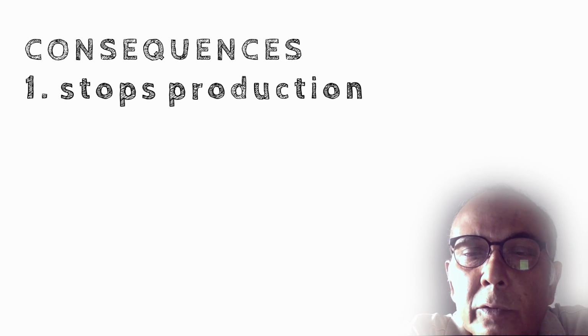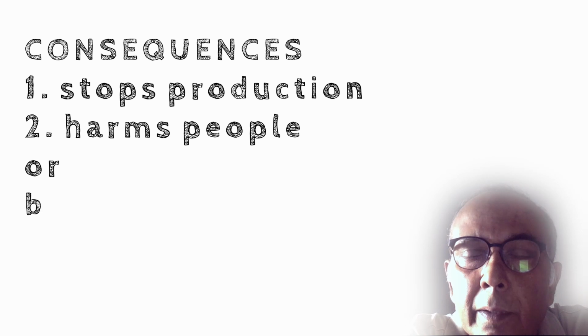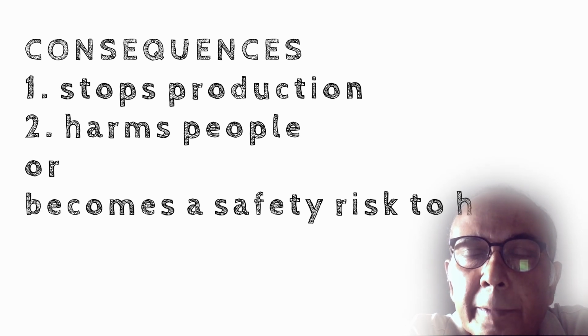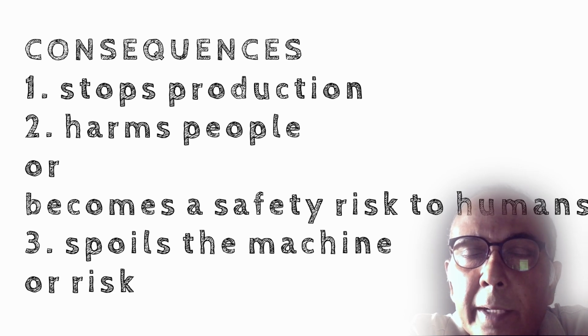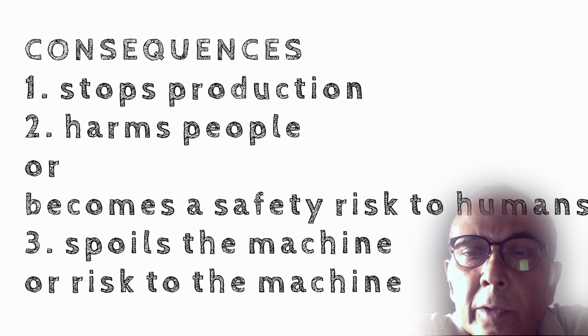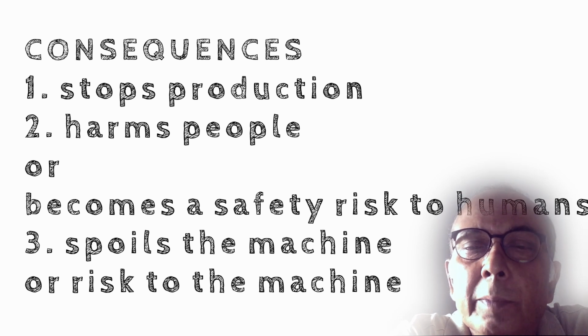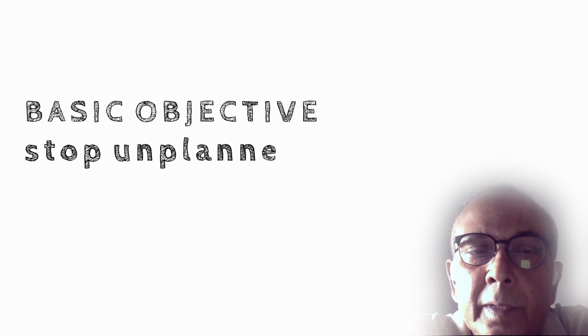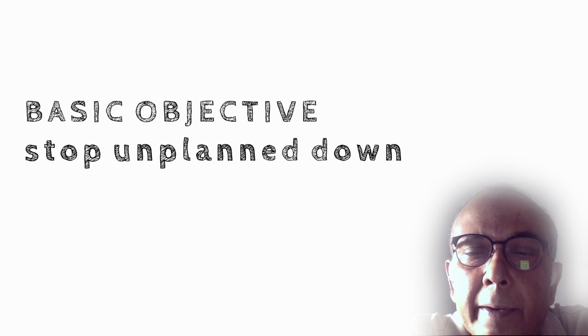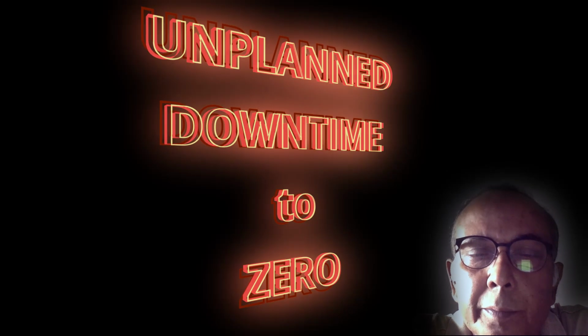First of all, it stops the production, but it can also harm people and it becomes a safety risk to human life. Or it can spoil the machine itself, and that is also harming the machine. It is a risk to the machine also. So the basic objective of the design is to stop unplanned downtime, or in normal way, what we say is to bring unplanned downtime to zero.